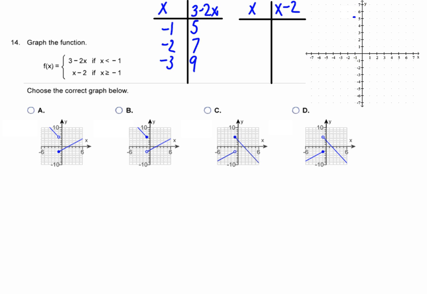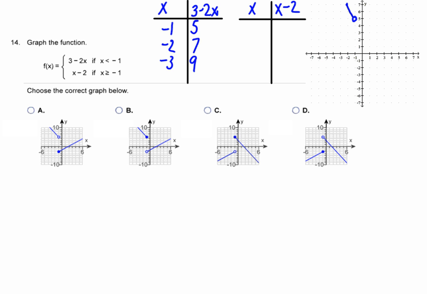Remember now, at a negative 1, it says x is less than a negative 1. So we don't need a closed circle there because we'll use an open circle signifying that it's not included. A negative 2, 7. And then we would go off the graph with the other one. But you can get a good idea as to how that portion of the piecewise function would look.